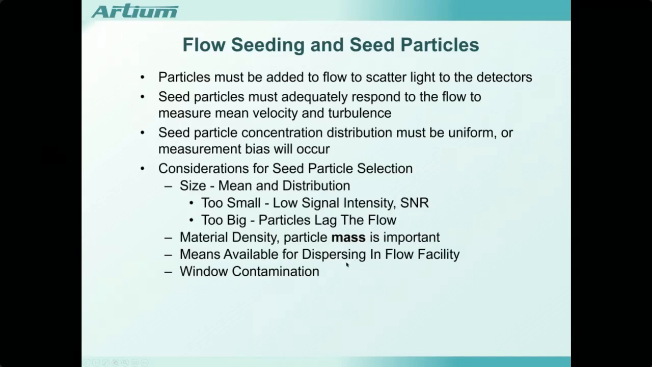There's a number of means available for dispersing particles in flow facilities, and I'll talk about those in a moment. One of the problems I had at NASA is we were seeding the flow with atomized oil, and the problem you have is that the oil eventually deposits on the walls of the wind tunnel and the windows, and that leads to many stoppages and many window cleanings.